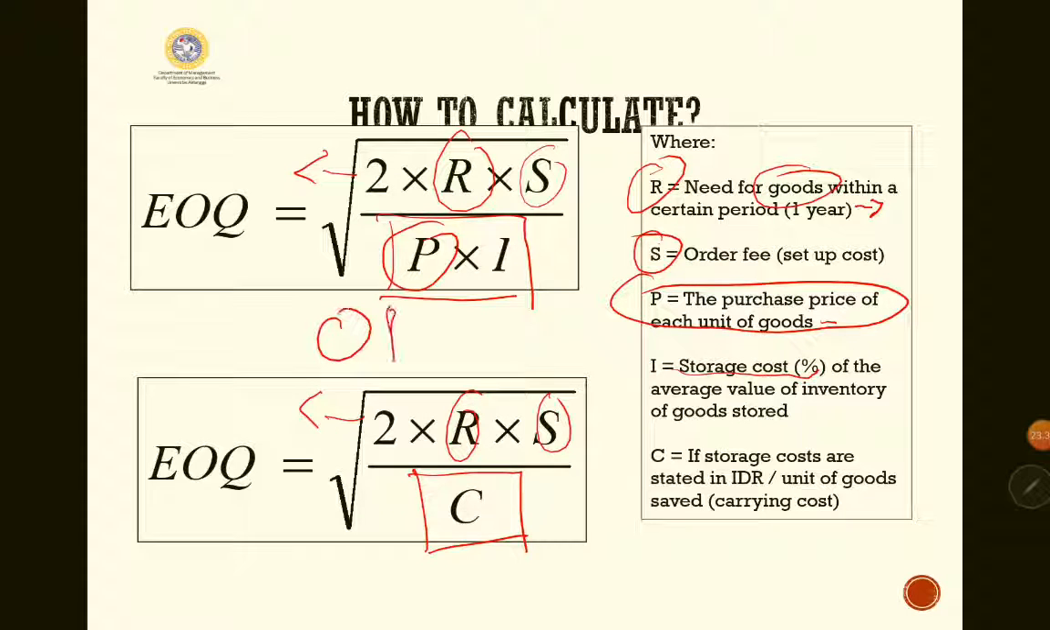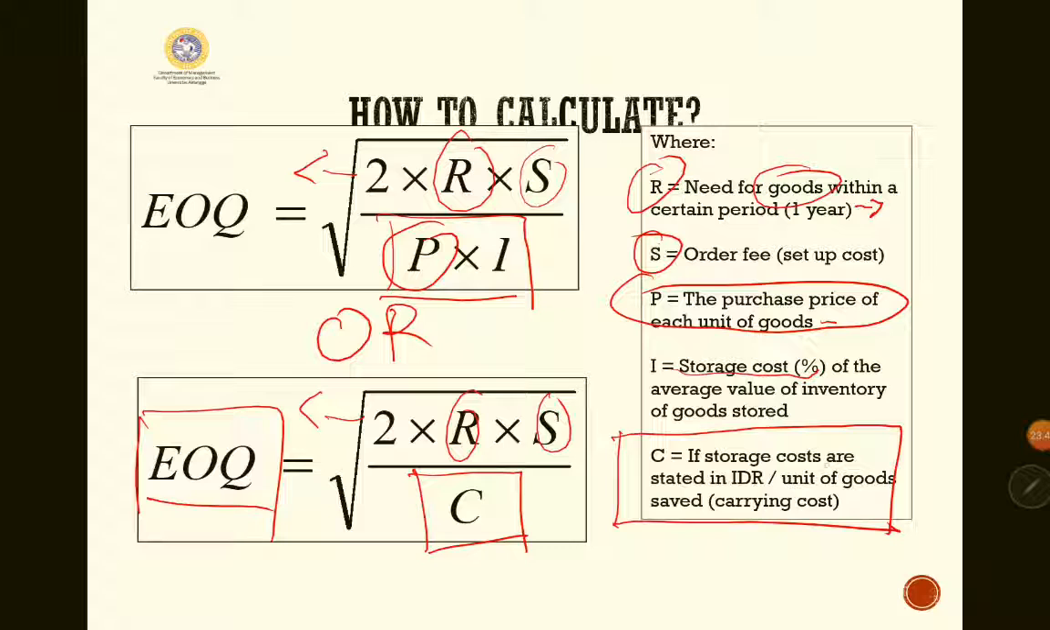Or you can choose to use this formula instead of this if you only have this data. Storage costs are stated in IDR, in rupiah, in dollar, in any other currency per unit of goods saved. Carrying cost, the carrying cost. So you have to choose between these two formulas. Choose based on what kind of data is available in your company, in the examination, or in the case, and so on.